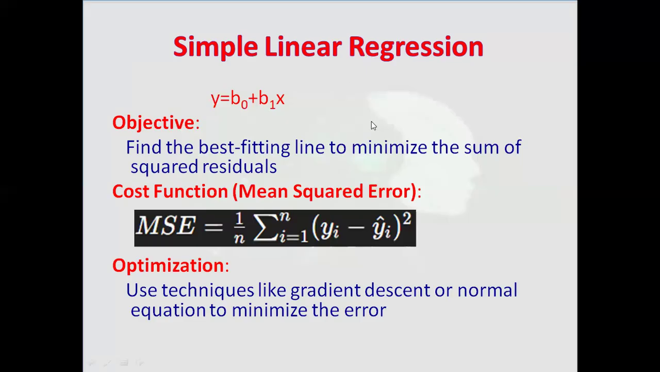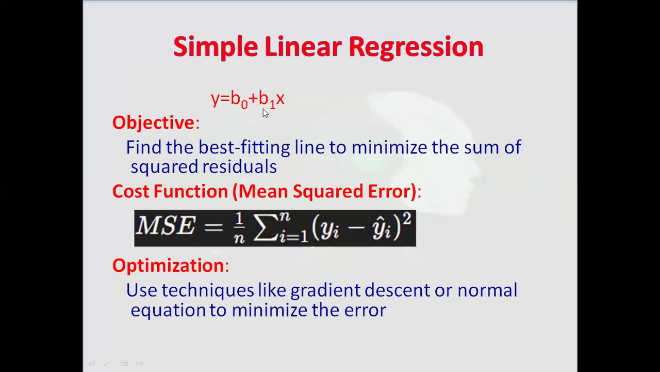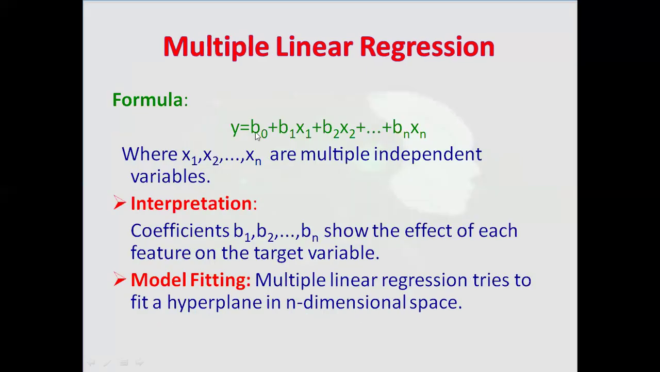This is for a simple linear regression. If you are going for the multiple linear regression, the formula, instead of using this b0, b1x, here this is the independent variable, this is the dependent variable, only one variable relates with the one output. Here multiple variables, why? The output relates with the multiple inputs, x1, x2, x3, and these are all the coefficients.